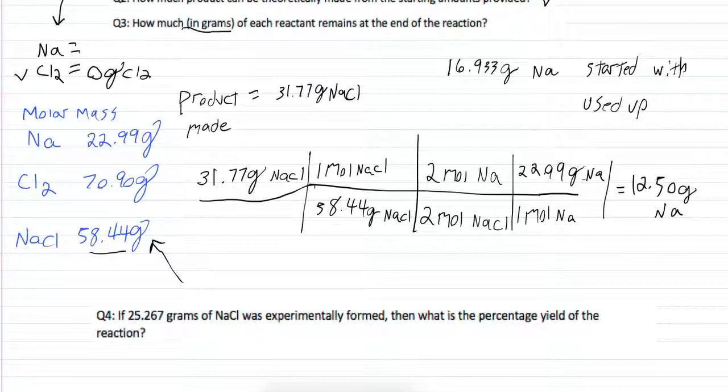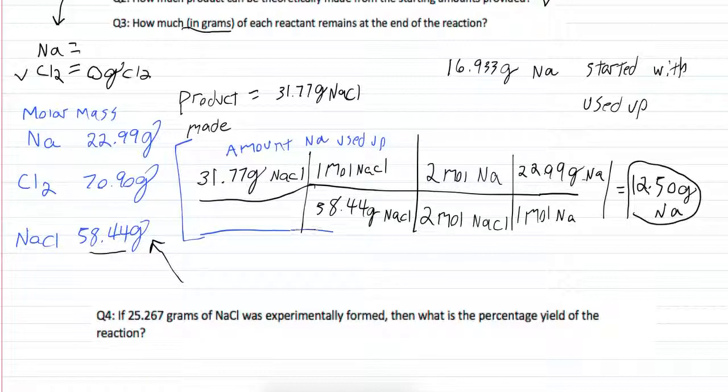Now I want you to take a second to stop and look at this answer. Does this seem reasonable? Compare that to how much you started with. If you find that you used up more than you originally started with, that means something's gone wrong with your math. You need to go back and double check. This is a good way to catch errors. Now, we're going to circle this, and this is the amount of Na used up. This is why we did this.